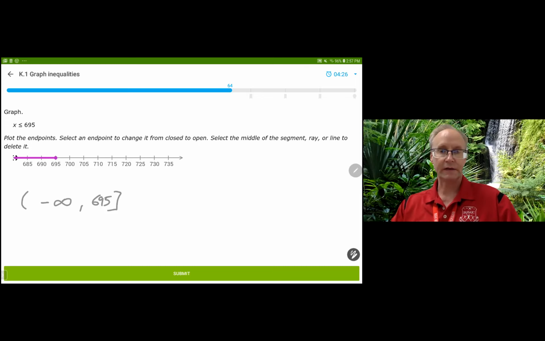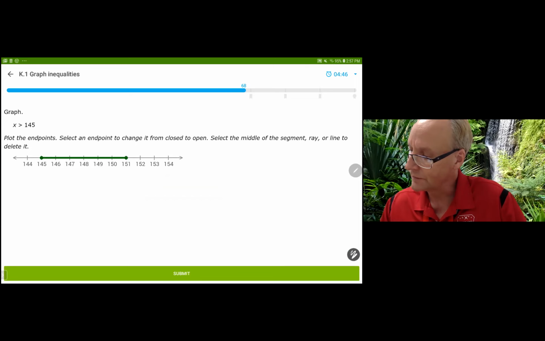X is greater than 145. Oh, I had it right. There we go. Oh, except I didn't keep going. Oh, shoot. I'll have to start again. Okay, occasionally what you're going to end up with is a big mess because you can't get rid of anything. I stopped and that was a problem. So let's see if I can get rid of anything here.